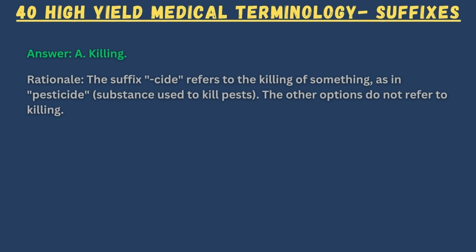Rationale: the suffix cide refers to the killing of something, as in pesticide, a substance used to kill pests. The other options do not refer to killing.